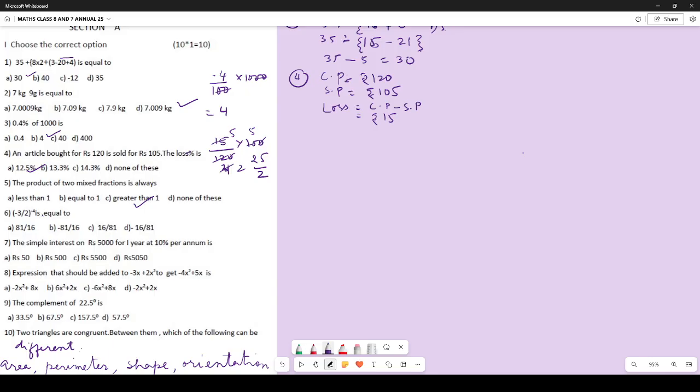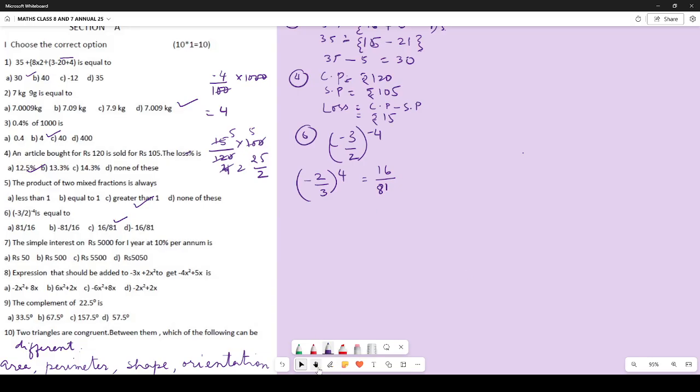Minus 3 by 2 to the power of minus 4 over here. What do we see? Question number 6. Remember, minus 3 by 2 to the power of minus 4. What it means is minus 2 by 3 to the power of 4. So since it is an even power, this becomes 16 by 81. So this will be your correct option.